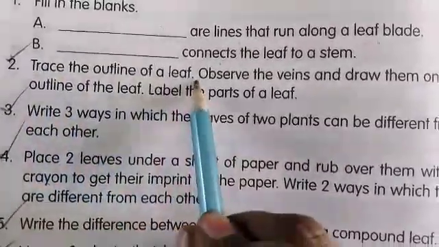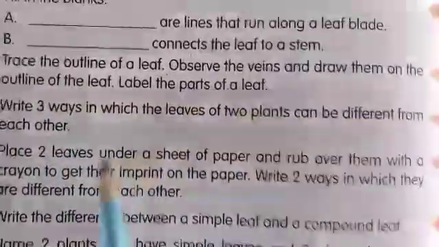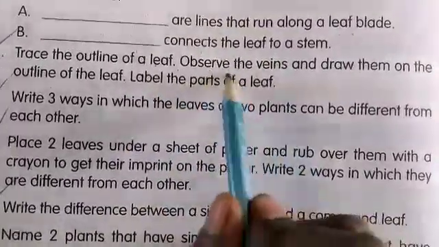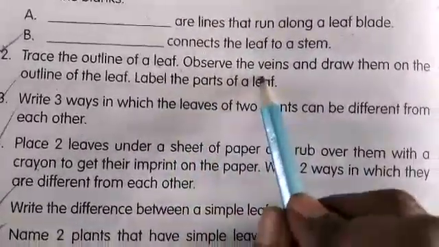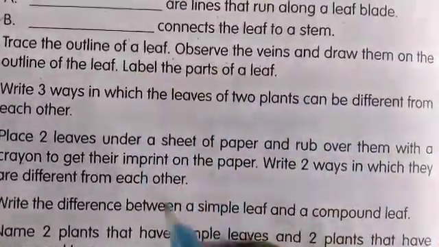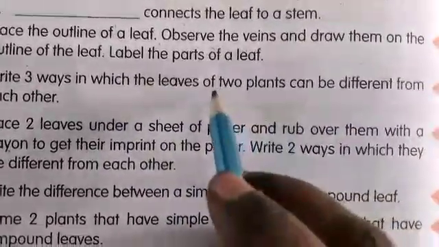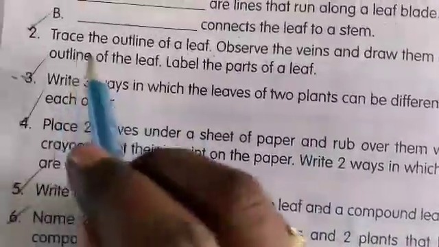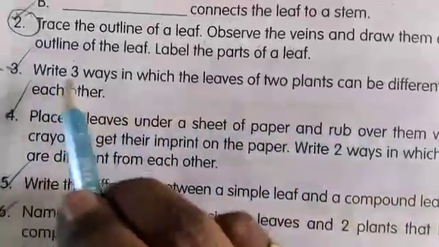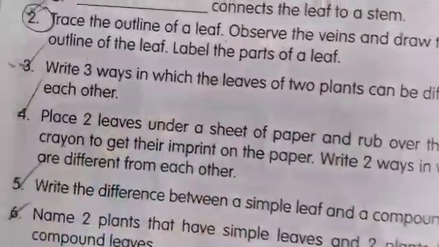Now trace the outline of a leaf, observe the veins and draw them on the outline of the leaf, label the parts of a leaf. Already you have traced a leaf, colored it and labeled its parts. Now no need of tracing, just draw the leaf and label the parts of it. Practice each part of a leaf. This question you are going to write in your revision part. Write 3 ways in which the leaves of 2 plants can be different from each other.